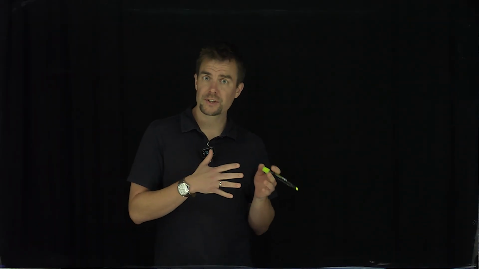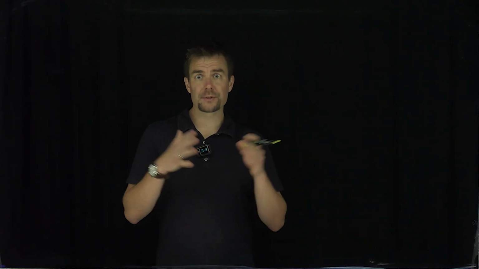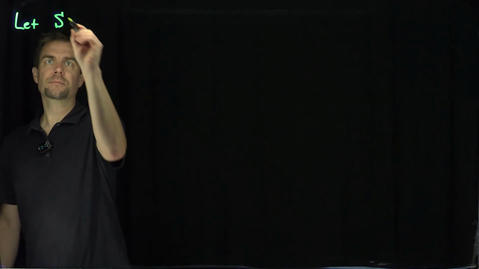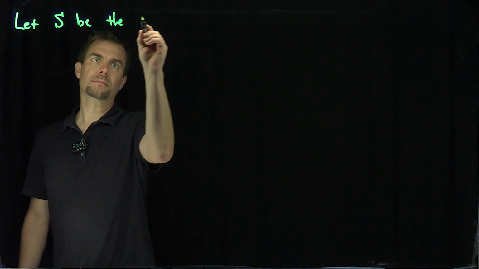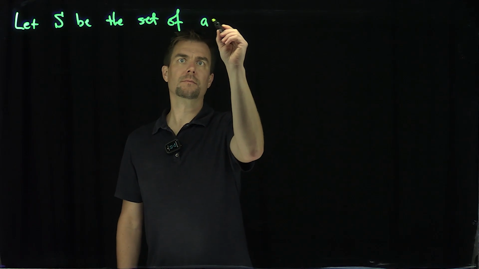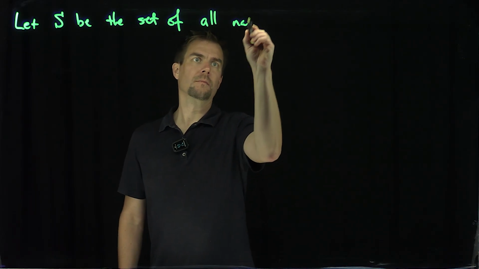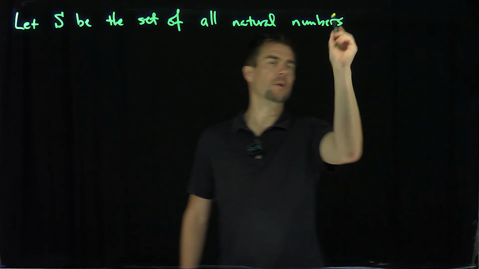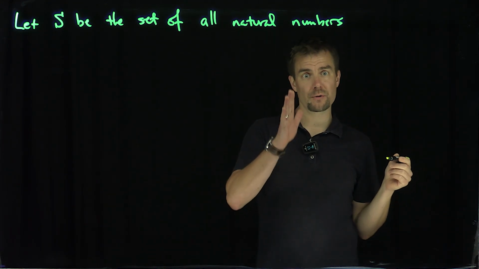Hello students, in this video we'll determine if a series converges if the series is summed over a subset of the natural numbers and not just the natural numbers themselves. Let's be more specific. Let S be the set of all natural numbers that have no two consecutive digits in a row that are the same.